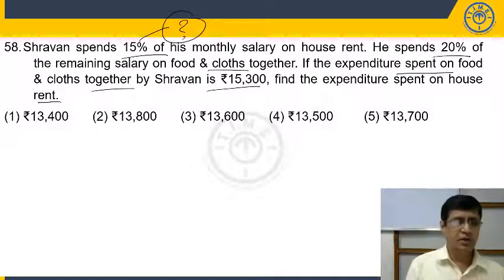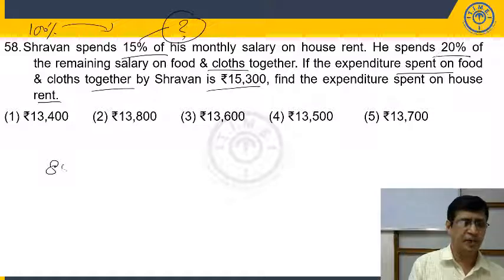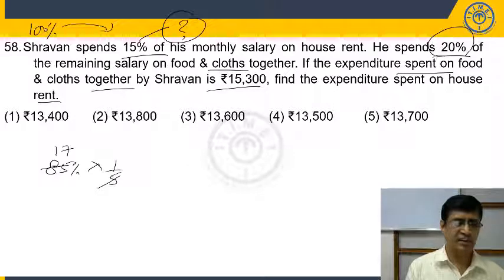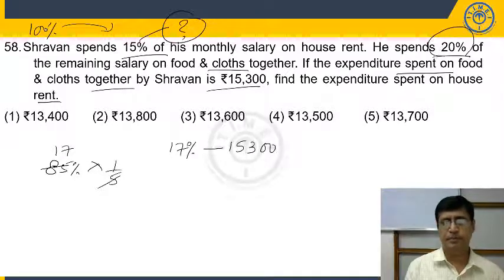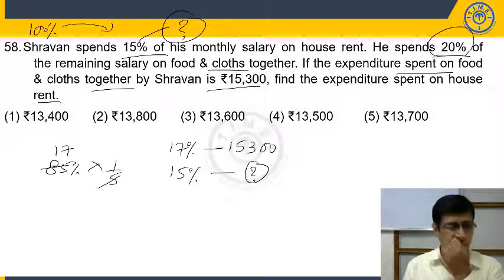My dear students, out of 100%, 15% is the expenditure on house rent, meaning the remaining is 85%. In that 85%, he spent 20% of the remaining. 20% means it is the 1/5 value. What is 1/5 of 85%? It is 17%. The 17% value is given here as 15300. Now we are asked to find the 15% value. How much is the value of 15%?